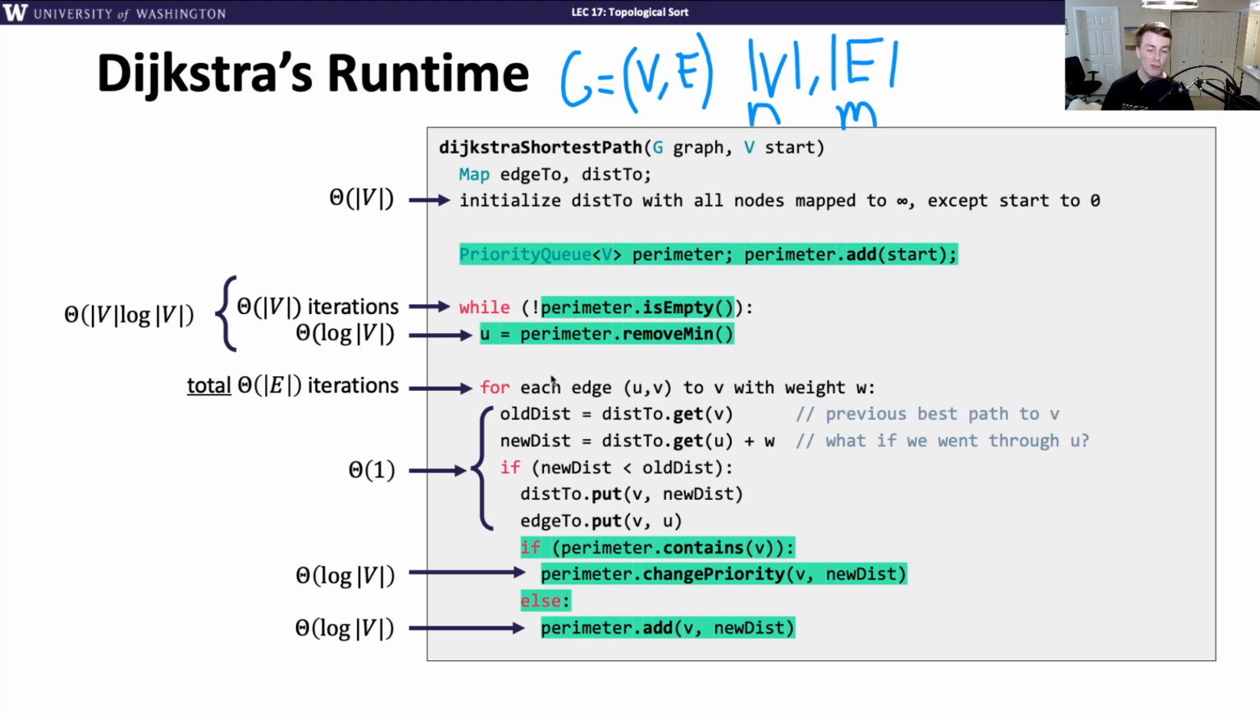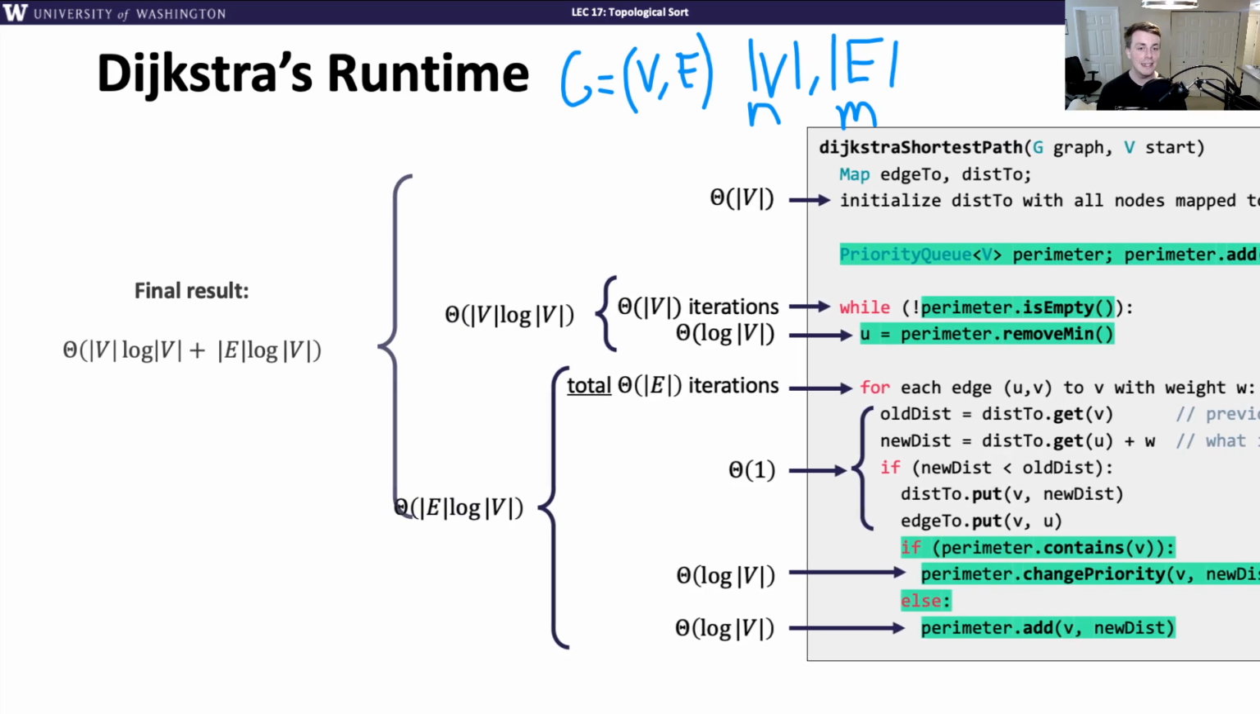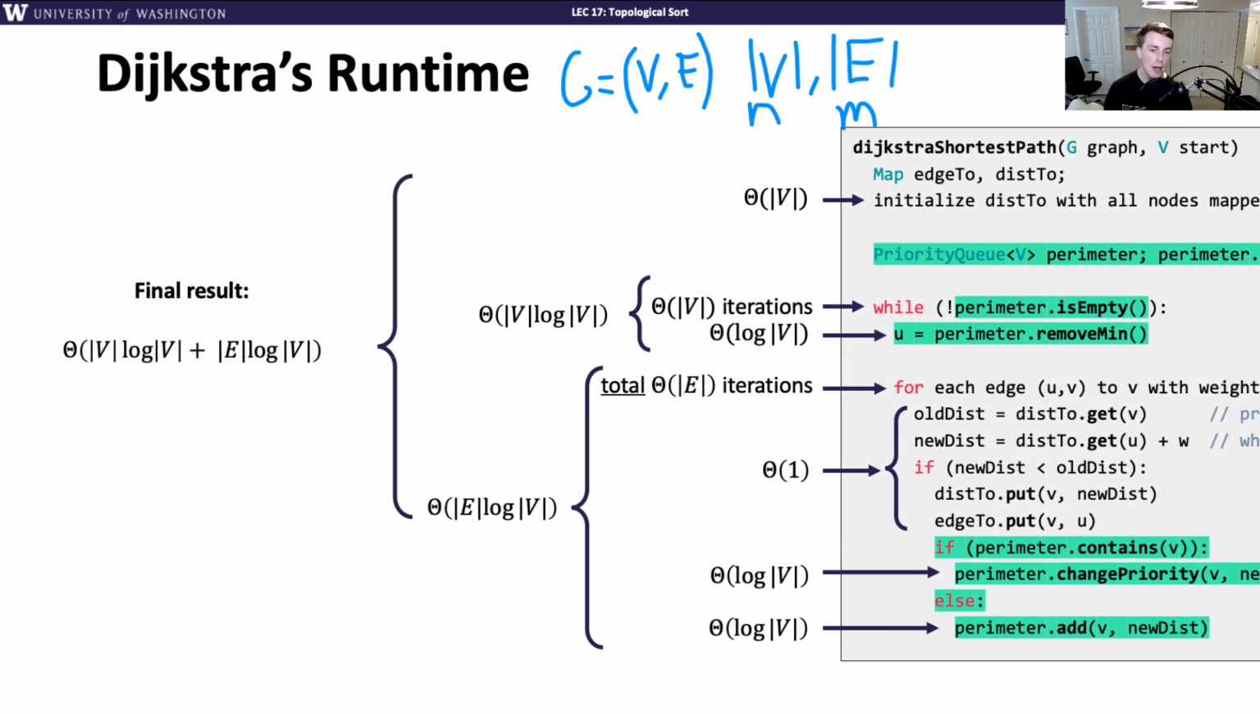So this for loop is going to run in total theta of E times and do, in the worst case, log V work. So in total, this section of the code will run in E log V time. Then the total work of all of Dijkstra's is just the addition of this, V log V plus E log V. And since V log V, this term up here, dominates V, we drop the V term.